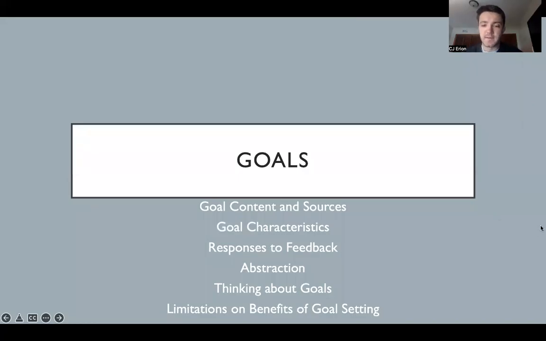Okay, on to goals now. This is the last topic on exam two, and this is obviously a very important topic for motivation. So we'll be going over what goals are, some goal characteristics, what setting good goals might look like, and then finally we'll talk about some limitations on these benefits of goal setting.